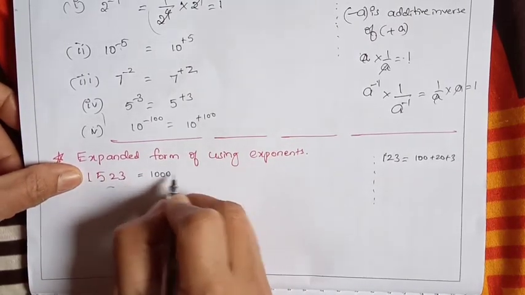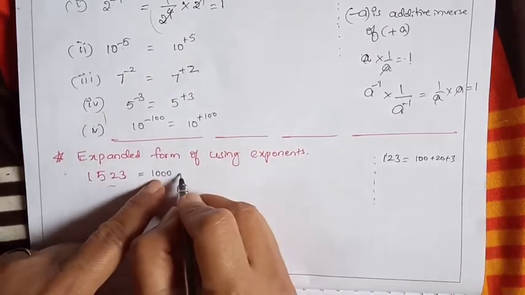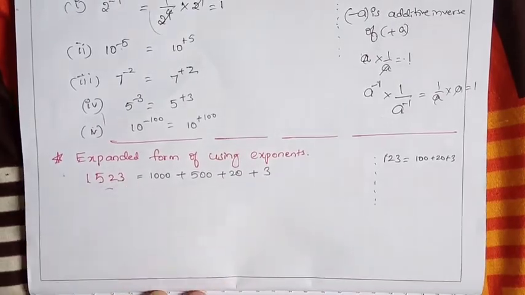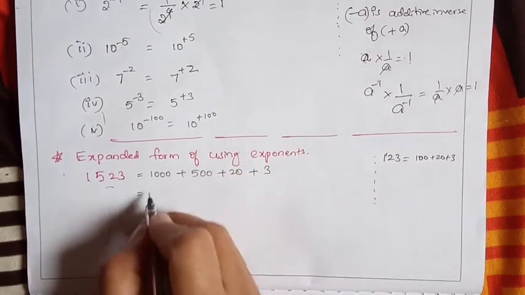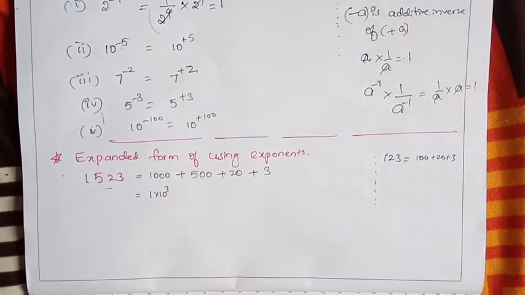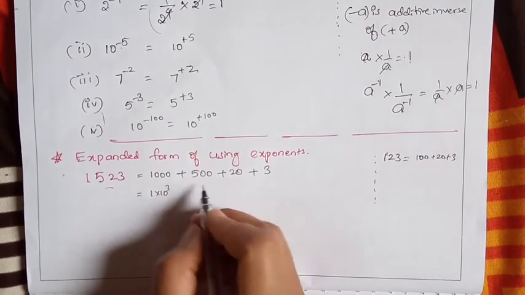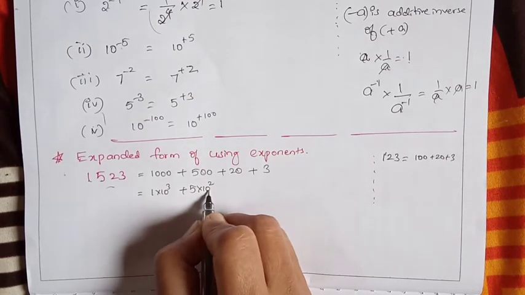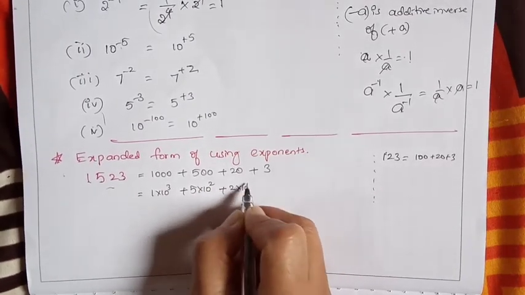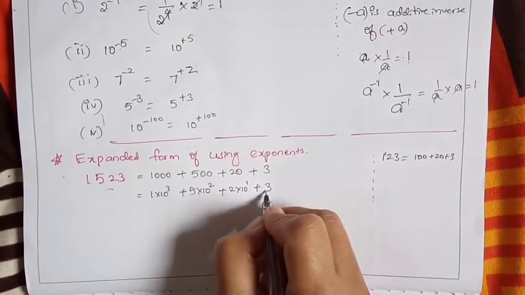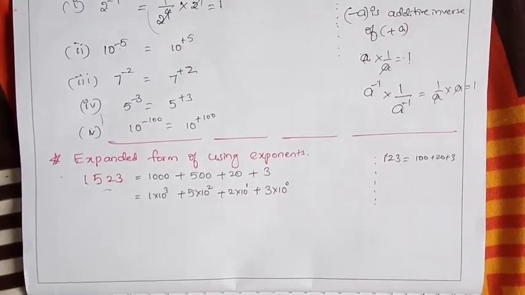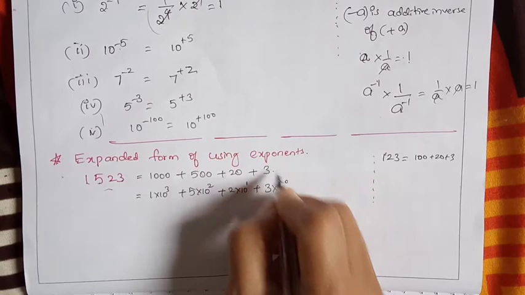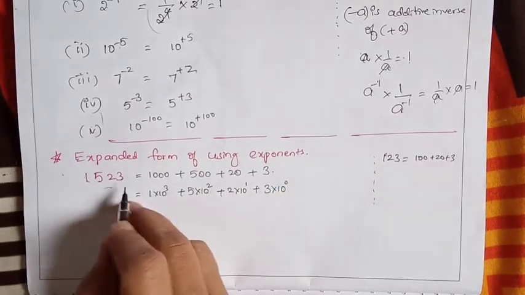Let me expand first in this way only. This is 1000 plus 500 plus 20 plus 3. Okay, now we will expand in the exponent form. 1 into 10 cube, right? This is 10 cube only. Next, 5 into 10 square. 100 means 10 square. Plus 2 into 10 to the power of 1. Next, 3 into 10 to the power of 0. 10 to the power of 0 is what? 1. Here, nothing is there means 1. 3 into 1. This is called exponential form.